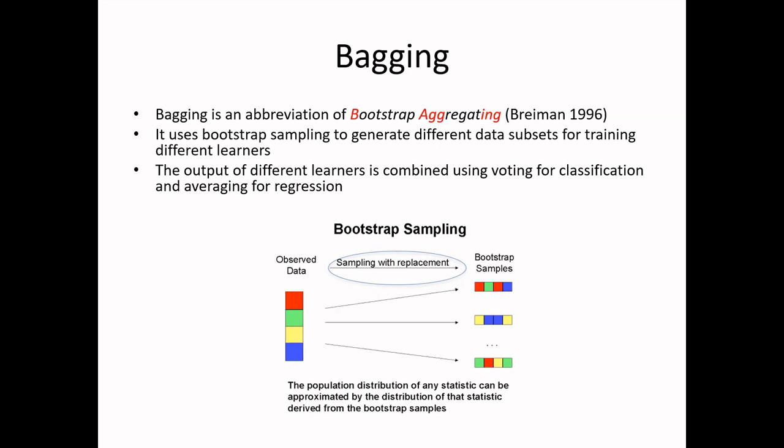And it has been shown that the properties of these subsets that you are sampling are very close to the properties of the original data set. That means if you build a classifier or a model using these subsets, that model is likely to behave as if it was built using the original data.